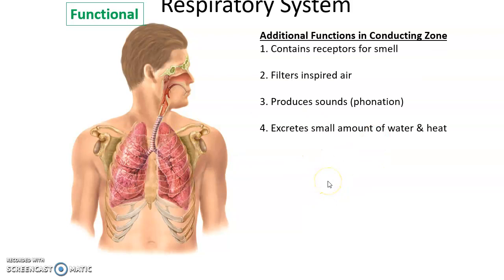Various functions that occur in the conducting zone include the ability to smell. So the receptors for smell are found in the roof of the nasal cavity. It includes filtering the inspired air, the air brought in. This is occurring because there's mucus on the lining of our respiratory system, and that mucus will catch particulates in the air. We also have production of sounds, so the larynx, of course, has the vocal cords that allow us to produce sound. And then finally, the inner structures of the respiratory system are excreting a small amount of water and heat, making the air we breathe in moister and warmer, which is very important.